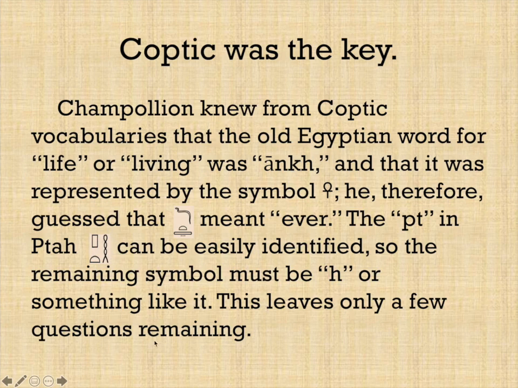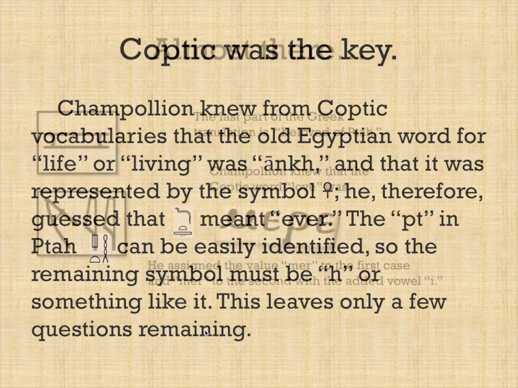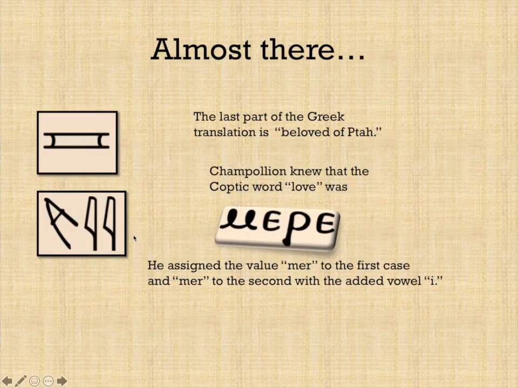This leaves only a few questions remaining. The last part of the Greek translation is beloved of Ptah. Champollion knew that the Coptic word love was mere. He assigned the value mer to the first case, and to the second he added an e, meri, mer, meri.